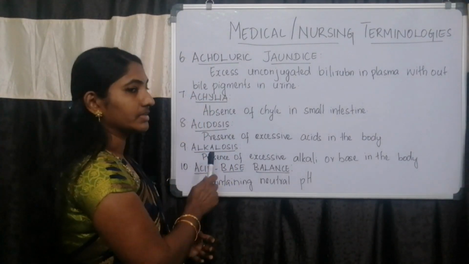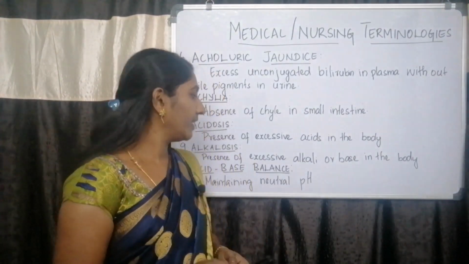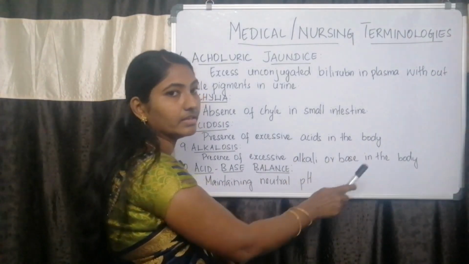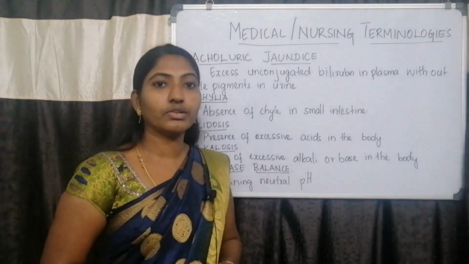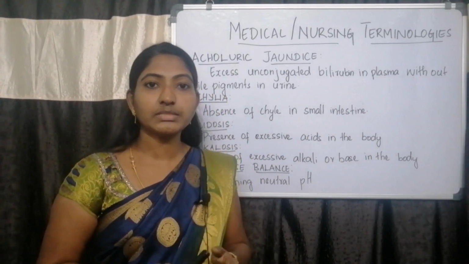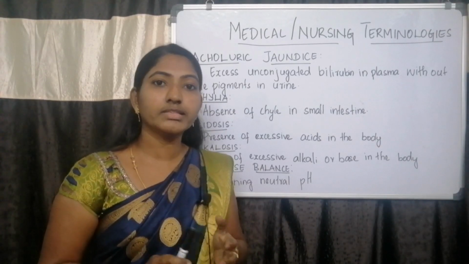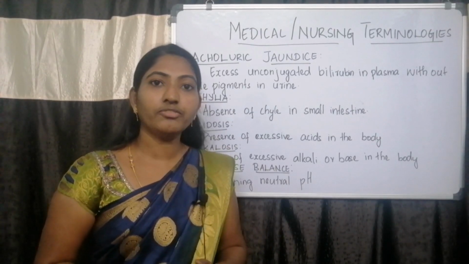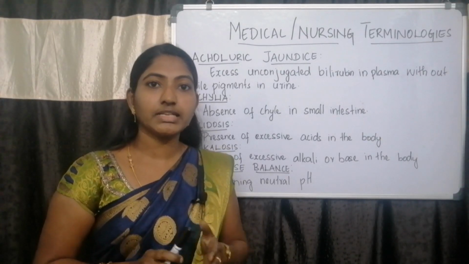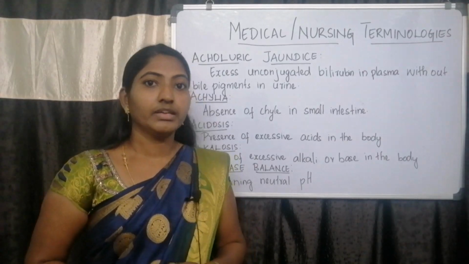Next is alkalosis. Alkalosis is just opposite to acidosis. Alkalosis is the presence of excessive alkali or base in the body. This may be due to accumulation of alkali in the body, or this may be due to depletion of acids in the body. So in alkalosis, the pH level of the blood will be more than 7.45.